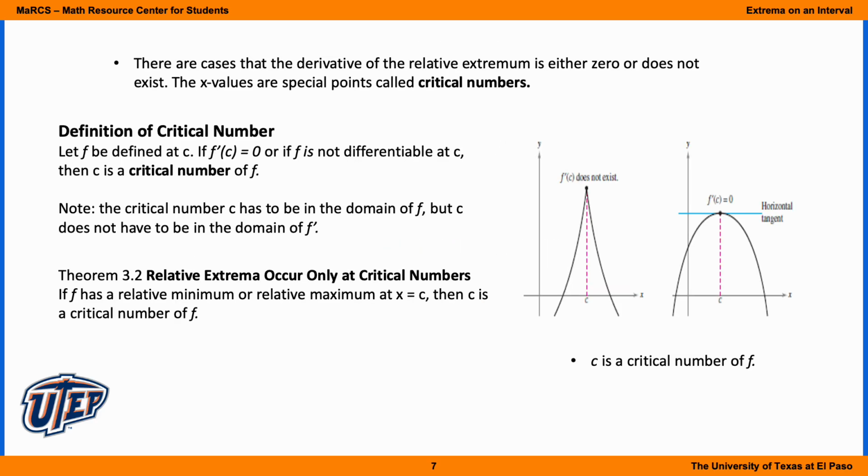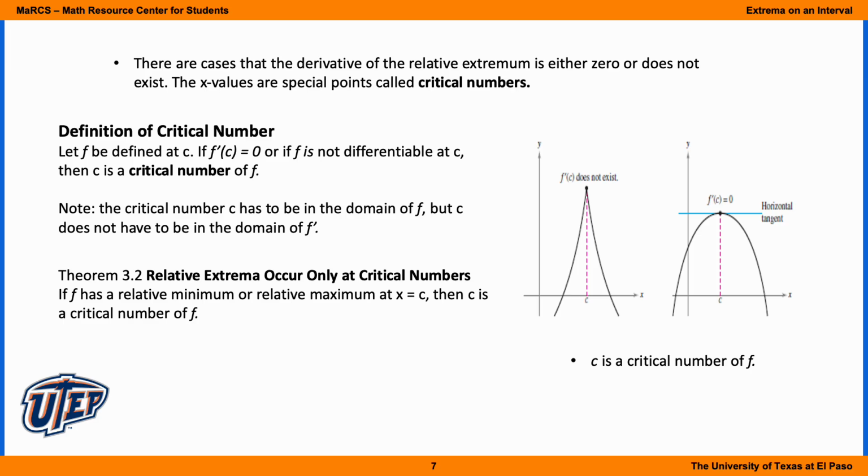There are cases where the derivative at a relative extremum is either 0 or does not exist. The x values are special points called critical numbers. We saw that happen in one of our previous examples, part b, when we had the function f of x is equal to the absolute value of x minus 1. We saw that x equal to 1 was a critical number, but the derivative did not exist at that point because we had a sharp turn.